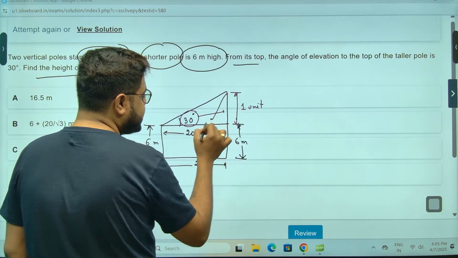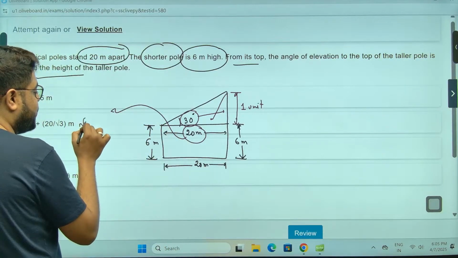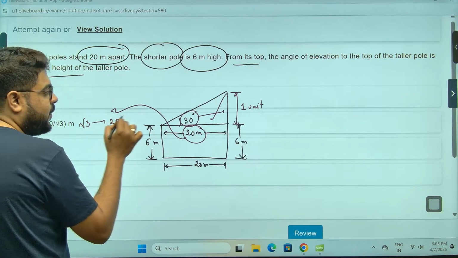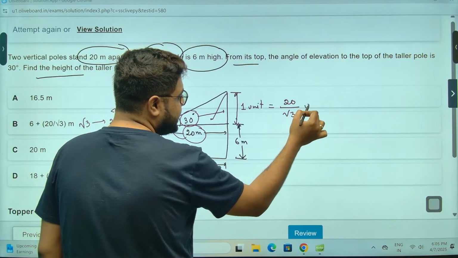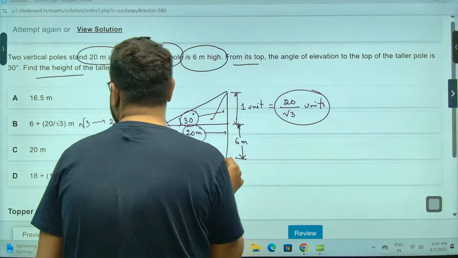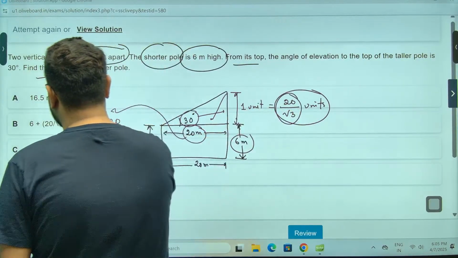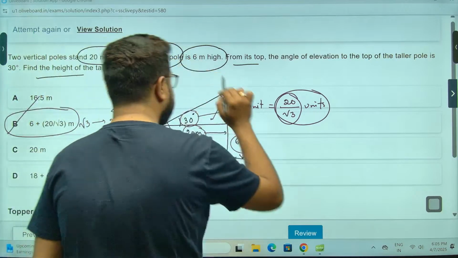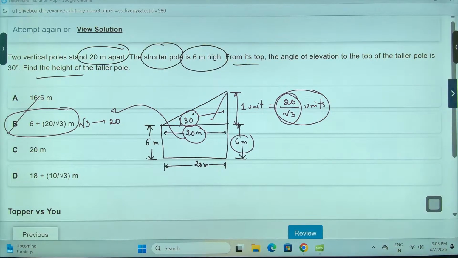And sir, this opposite side is root 3 units. So root 3 units value is 20. Root 3 is 20. So 1 unit will be 20 divided by root 3. So that means the answer will be, wo dekho beta, 6 plus 20 by root 3, option number B, sir. Option number B.